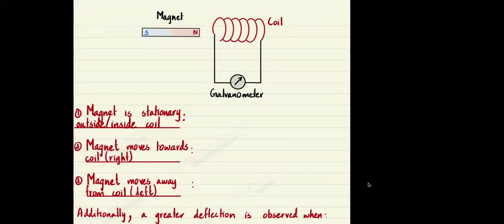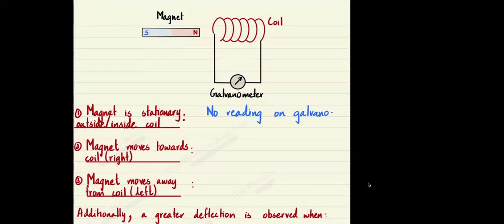So the first thing is, if you have your magnet stationary outside, or for that matter, inside the coil, there is no reading on the galvanometer. So in this case, you have no reading on the galvanometer if it's just placed either inside or outside.